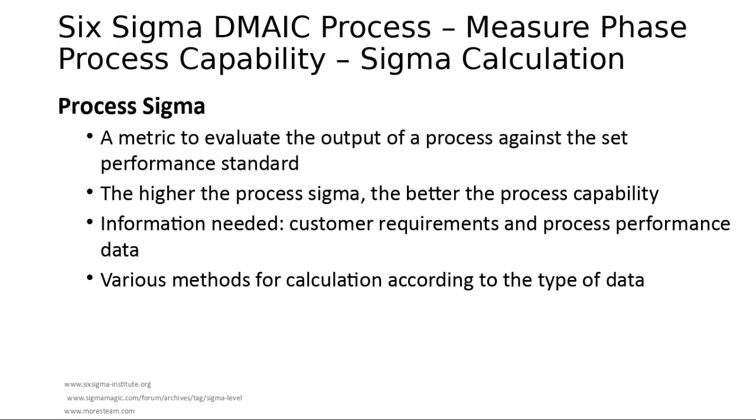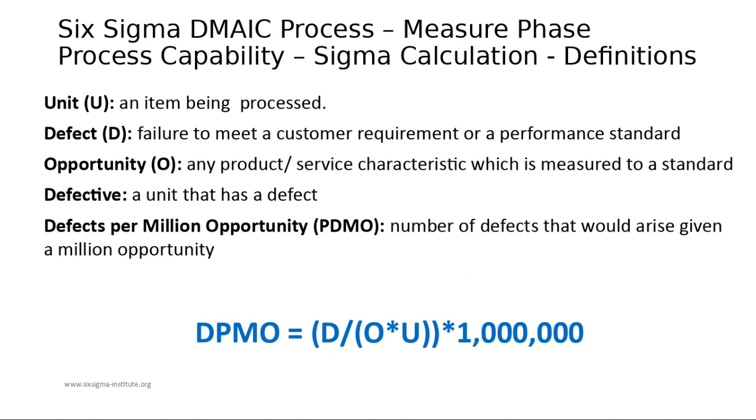You have to calculate the sigma level to find what is the quality level in the measure phase, so you know what is the baseline you are going to use and improve. In order to calculate the sigma level, you have to use the formula, the DPMO, which stands for defects, which is D, per opportunity, P is per, and million is the M. O is the opportunity. U is the unit.